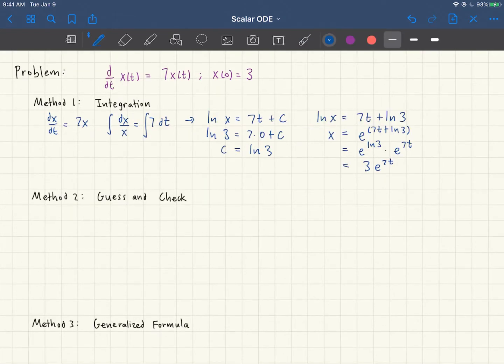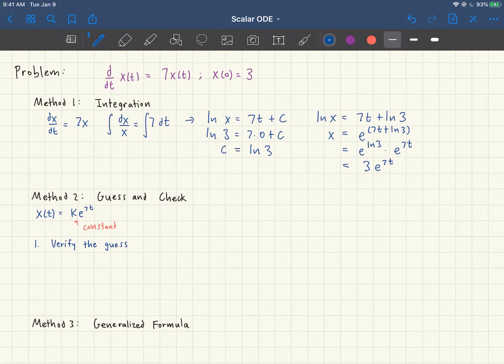Now we're going to take a look at the guess and check method. The guess and check method says that if we have a differential equation of the form dx/dt is equal to 7x of t, I in fact know that my solution will always be of the form x of t is equal to k e to the 7t, where k is just some constant. The first thing we need to do with guess and check is to verify the guess.